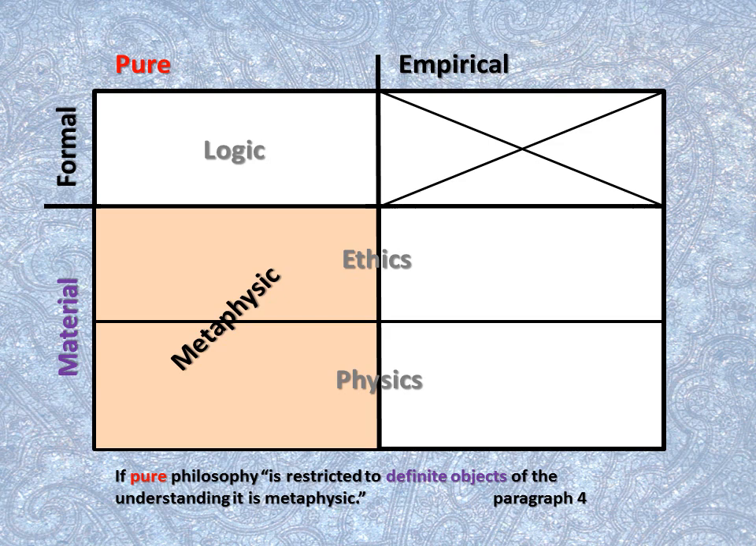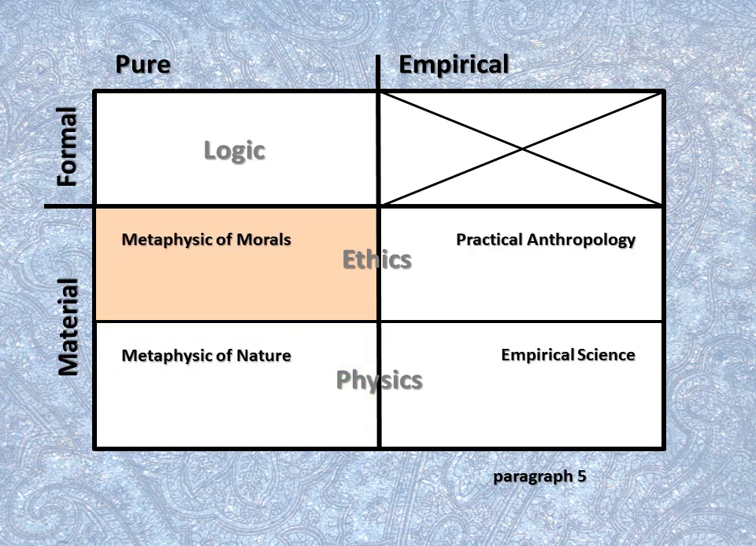Metaphysics for Kant is pure material philosophy. So material philosophy, looking at specific objects, but pure. We're not looking into the world for those objects. We are looking into reason for those objects, into the mind, into the concepts themselves. So this means, now of course in paragraph 5 Kant is going to tell you the empirical part of ethics is called practical anthropology, as opposed to the metaphysical part of ethics, which is a metaphysics of morals.